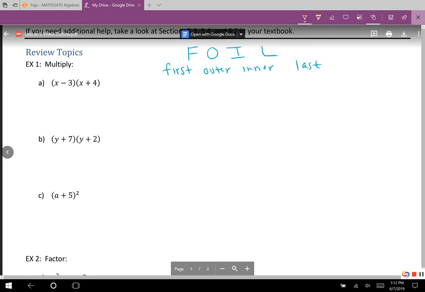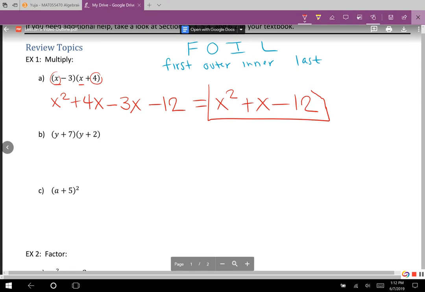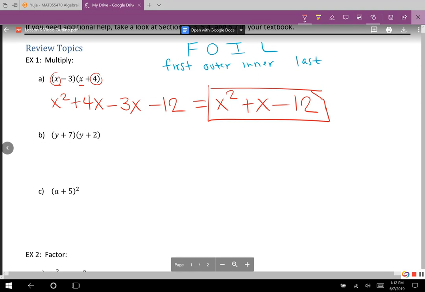So for example, in this first problem, first two terms would be x times x, that's x squared. The outer is the x and the 4, so plus 4x. My inner is the minus 3x. And then last would be minus 3 times 4, which is minus 12. And then we can combine like terms. We're left with x squared plus x minus 12. So that's what I meant by multiplying binomials, really just using this FOIL process.